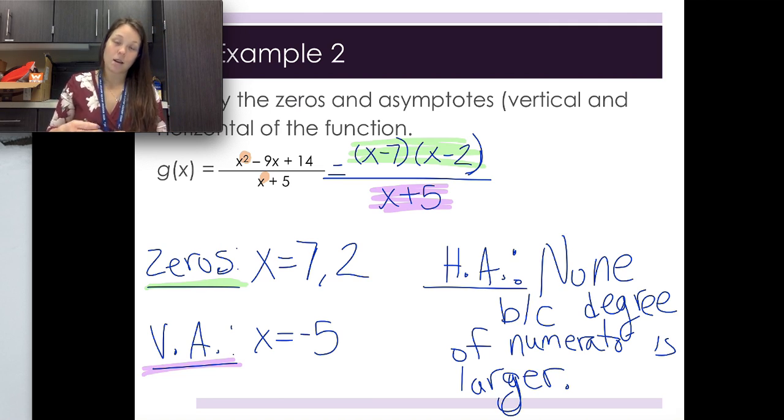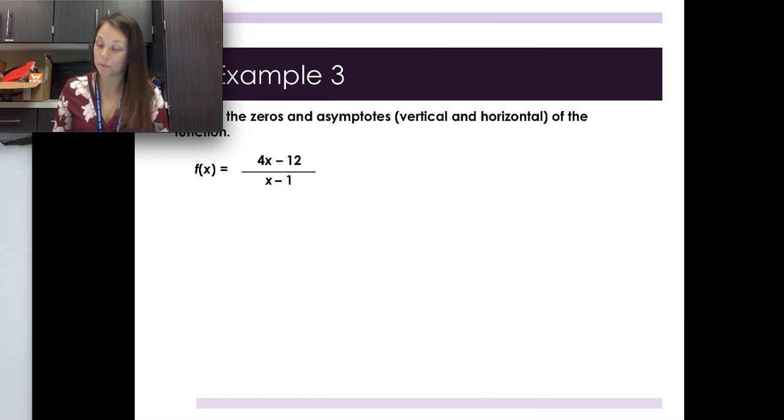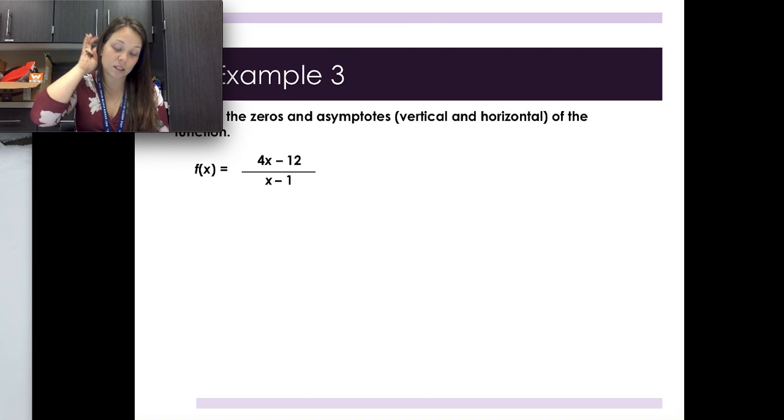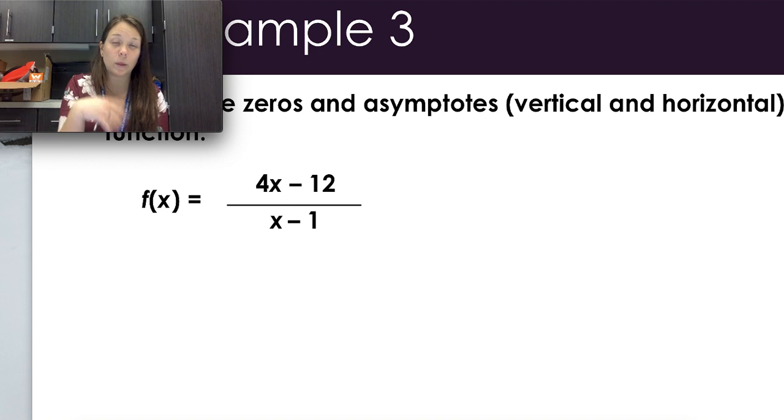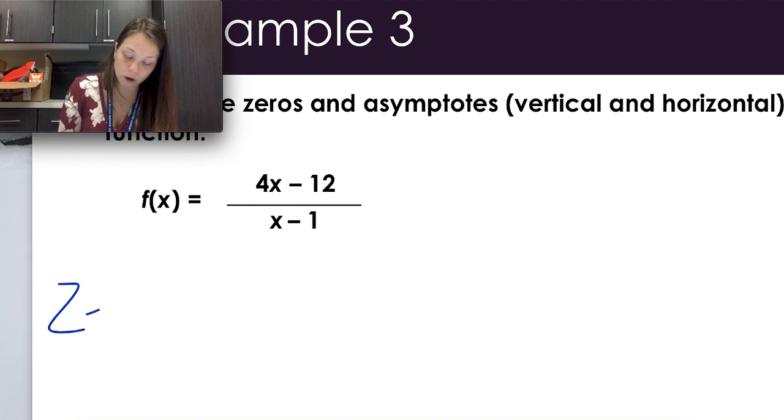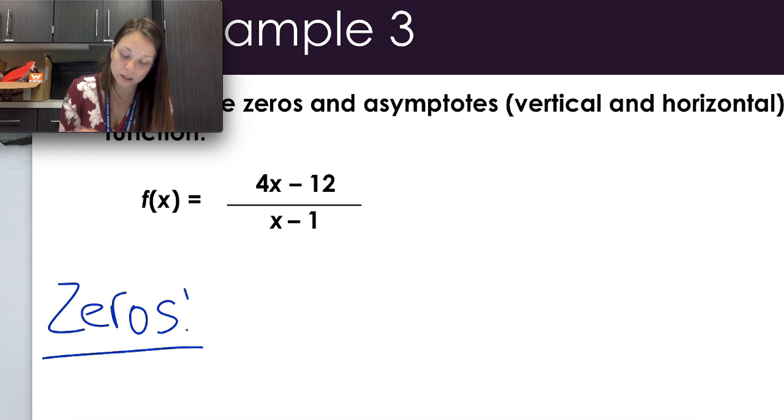All right, perfect. So let's take a look at example 3. Similar setup, identify the zeros and asymptotes, vertical and horizontal, of the function. This one we don't have to worry about factoring at first like we did with the other ones because they're both linear. All right, so our zeros is taking that numerator and solving for x.